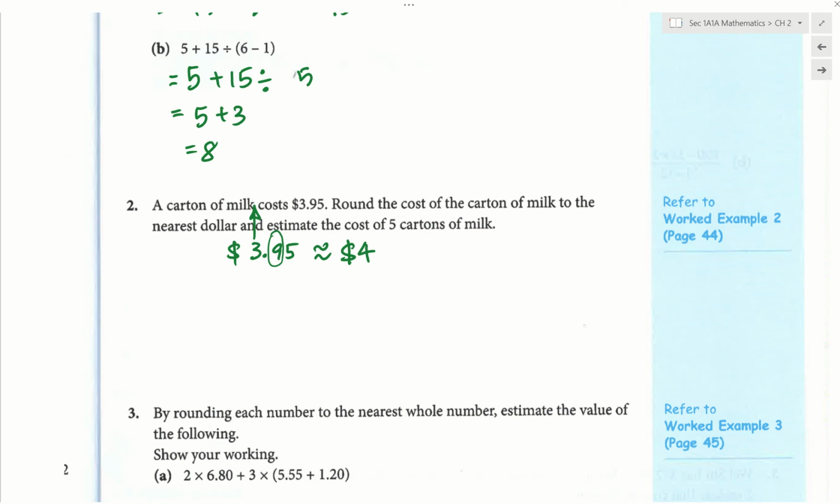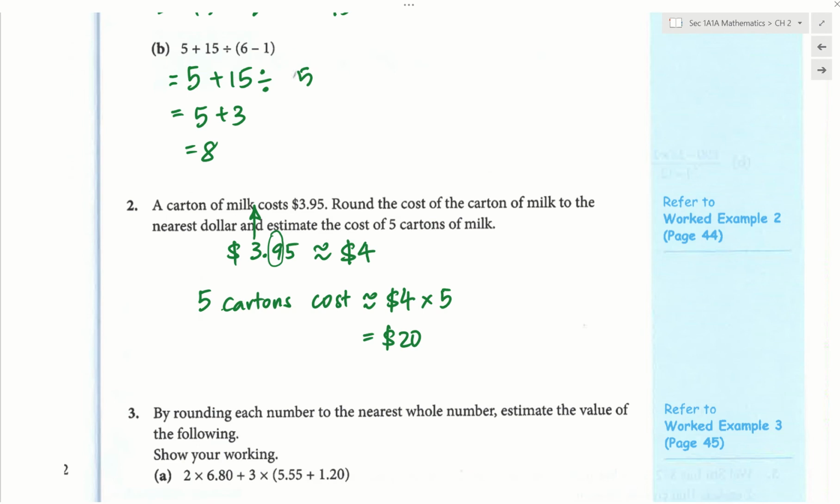So here, this is the cost of 1 carton, and they ask us to estimate the cost of 5 cartons. So 5 cartons cost how much? What is the working like? 4 times 5. $20. Okay. Who got $20 as your answer? Yeah, I believe you. I believe most of you got 20. But what is your working like?